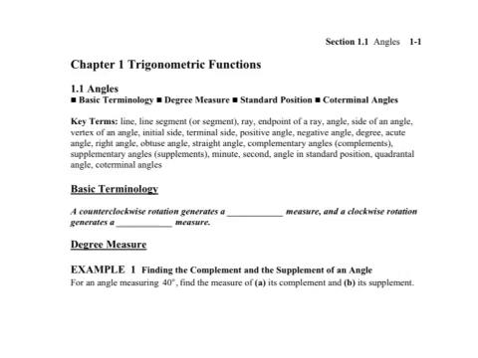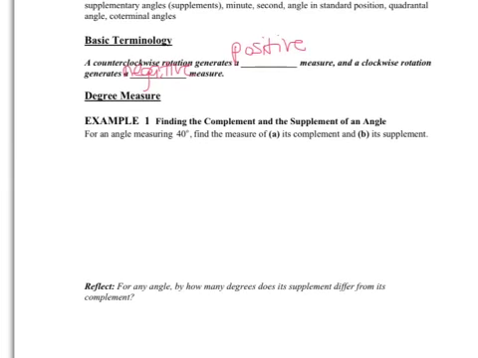Chapter 1 really talks about trigonometric functions and basic terminology. When we get started, we say a counterclockwise rotation generates a positive measure and a clockwise rotation generates a negative measure. Then we talk about complement and supplement. A complement is a 90-degree angle and a supplement is a 180-degree angle. The way I remember easily is 90 comes before 180 and C comes before S. So hopefully that's one little trick that will help you remember it.